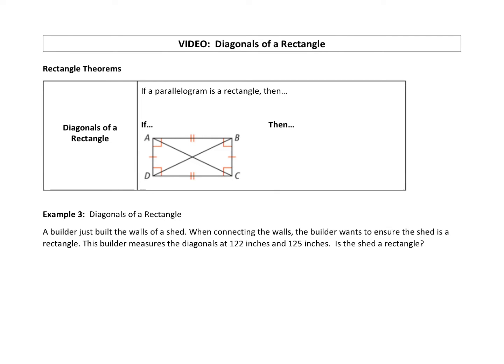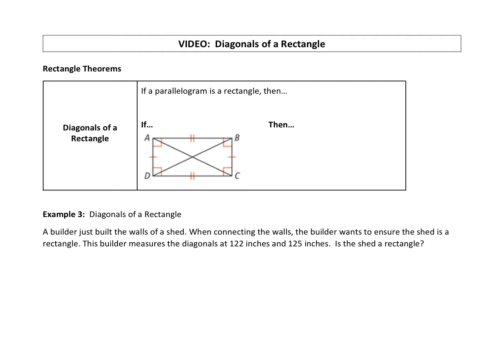The next special parallelogram that we're going to talk about is a rectangle. So you guys already know some things about rectangles. You know opposite sides are congruent. You also know opposite sides are parallel. That's why this fits under the parallelogram umbrella. You also could tell me that the angles are all right angles in a rectangle.